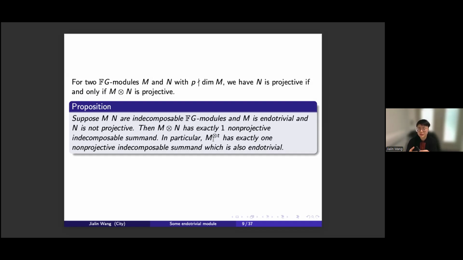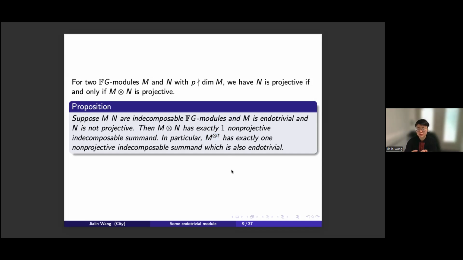And in fact, you can do it inductively. So it tells us any nth tensor power of M has exactly one non-projective indecomposable summand. And recall that any endotrivial module should have a non-projective endotrivial indecomposable summand. So to sum up, any nth tensor power of M has exactly one non-projective indecomposable summand, and that summand is also endotrivial.